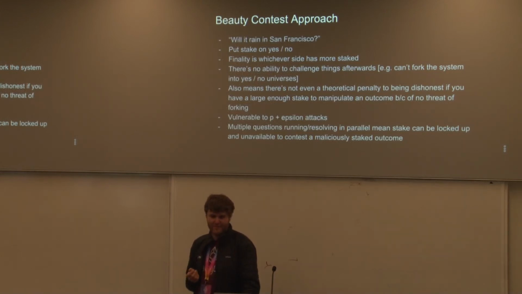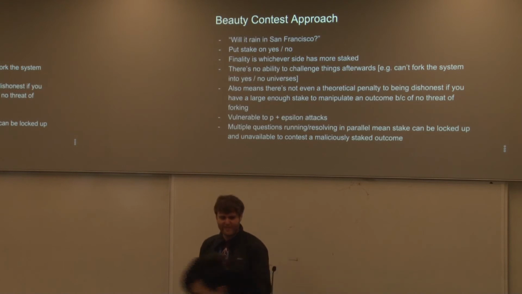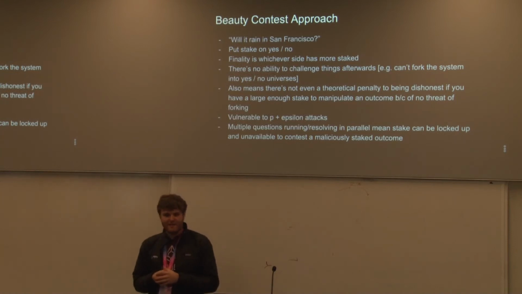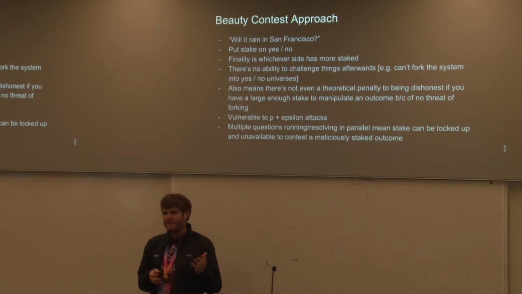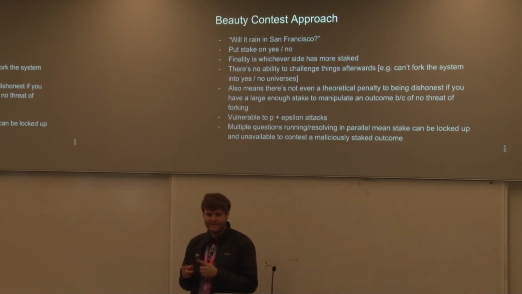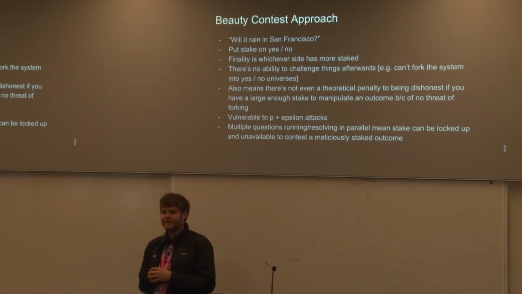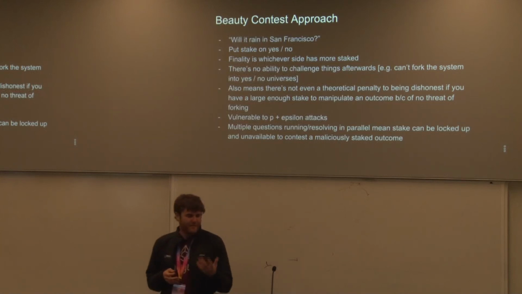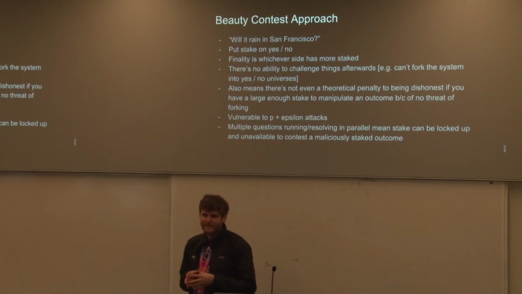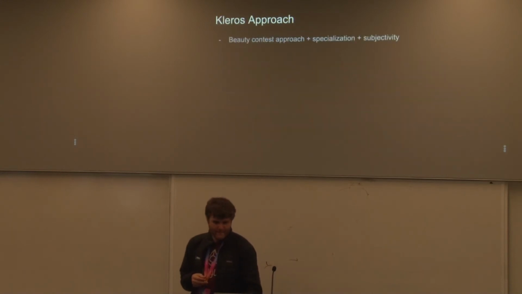There's also the beauty contest approach. This is where you stake a bunch of capital on multiple sides and repeatedly challenge things. So the idea is that you have a market. It's like, will it rain in SF or not? And somebody says it did, but it actually didn't. You dispute it, and this continues back and forth until one side has so much stake on it that it resolves and nobody continues to dispute it. The problem with this is it has the P plus epsilon attack problem, and there's not really a penalty to being dishonest if you have enough stake. Kleros we'll skip for now because it's kind of a side topic.